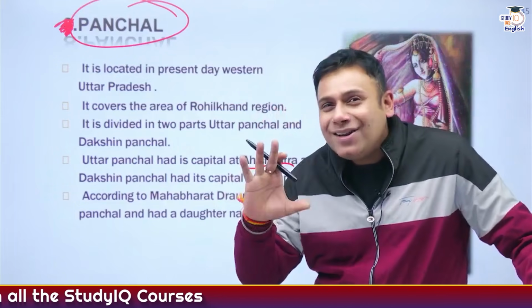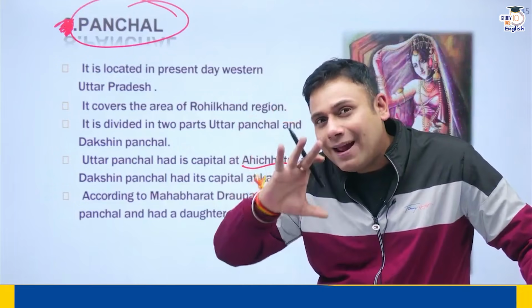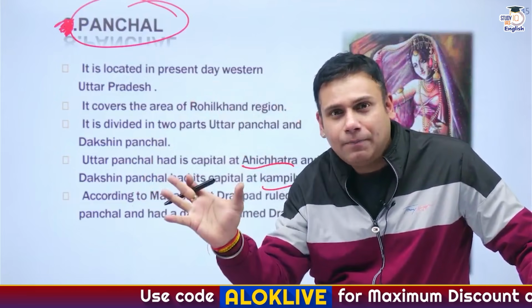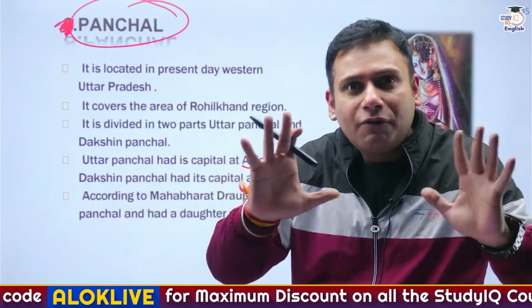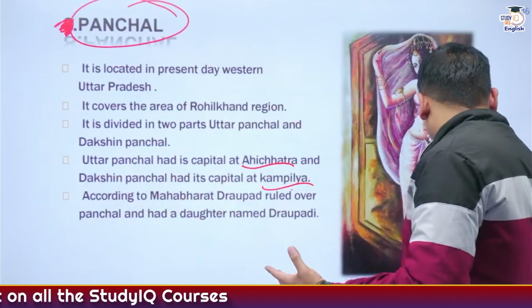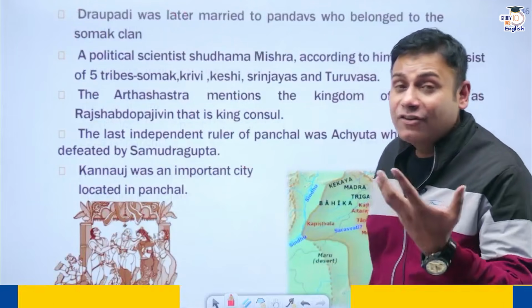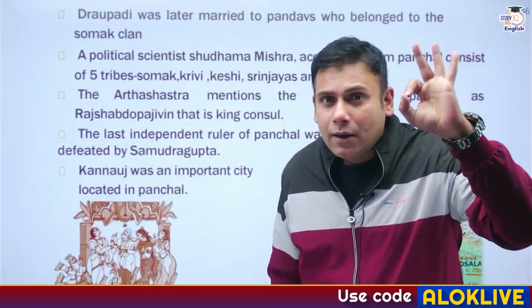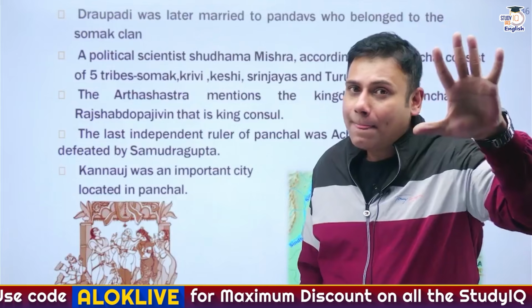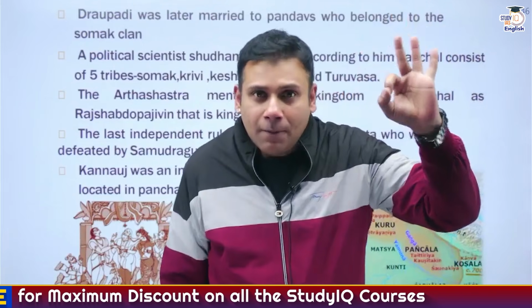Now, Panchal. Now, try to break this etymology. Pan means 5, Chal means tribe. Panchal is an amalgamation of 5 tribes. And there was a political scientist whose name was Sudama Mishra. He tried to decode the names of those tribes. And the tribes were Krivi, Keshi, Srinjaya, Turuvasu and Somak. I repeat, Krivi, Keshi, Srinjaya, Turuvasu and Somak. 5 tribes, Panchal.